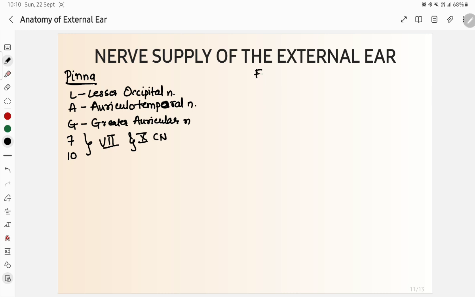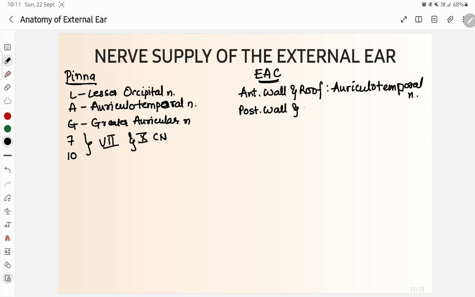The next is our external auditory canal. It is supplied by two nerves. Its anterior wall and roof is supplied by auriculotemporal nerve. And its posterior wall and floor is supplied by the auricular branch of vagus nerve.